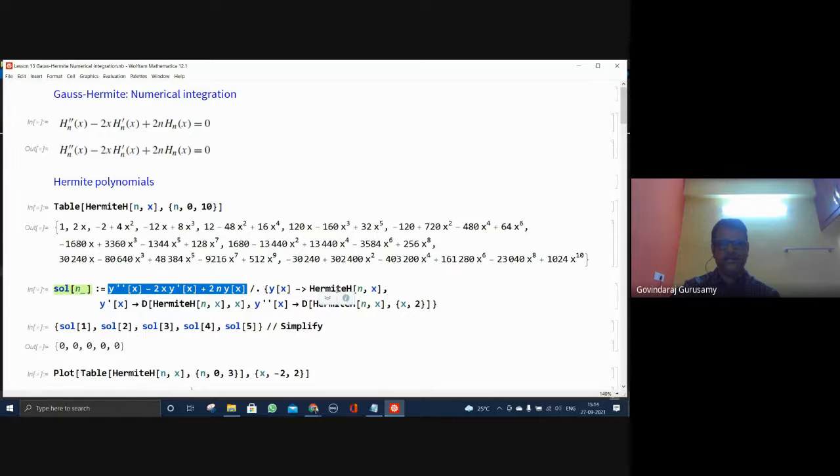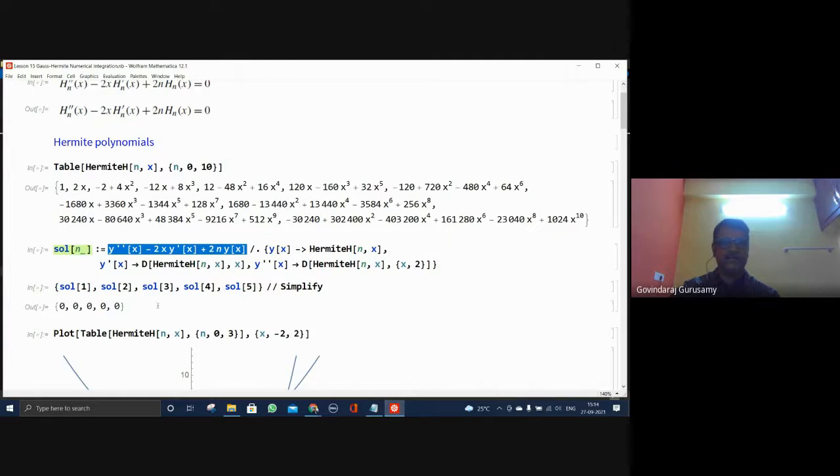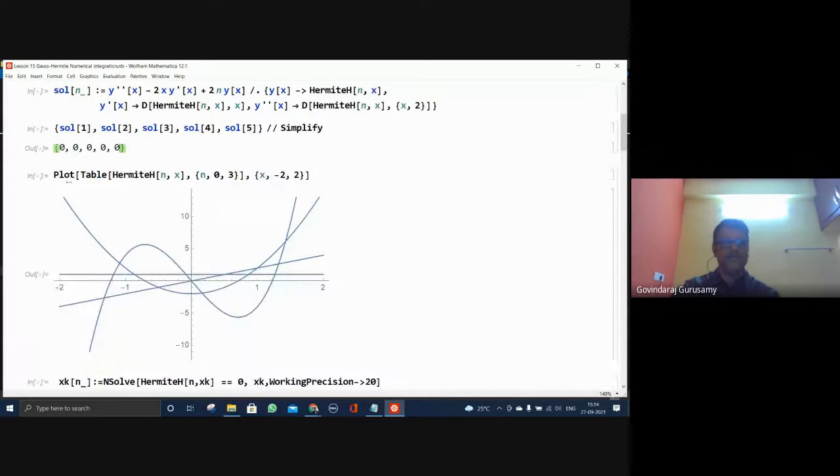Define that, and the derivative can be taken. Double derivative also can be taken. Substitute, get a solution, and then simplify, which satisfies this equation. And make a plot of that, at least 3 or 4, whatever you like. 0 to 4, 4 of them are already plotted here.